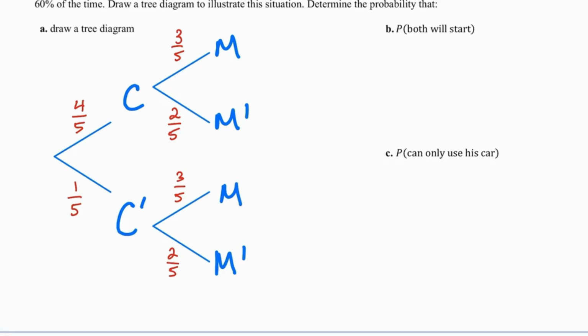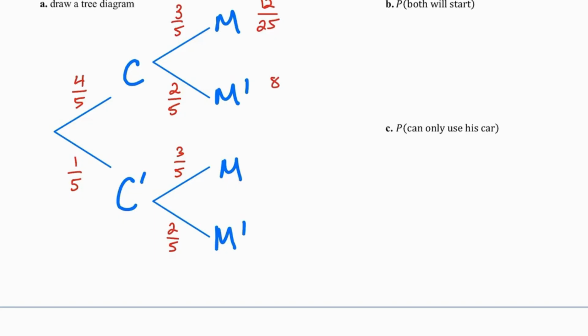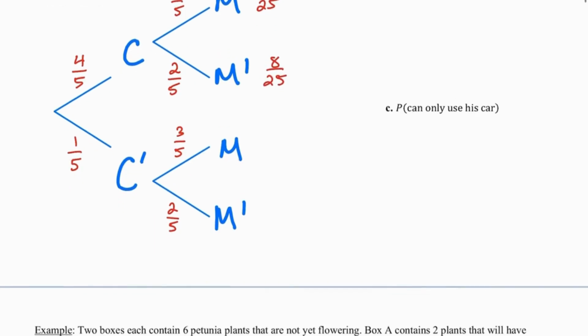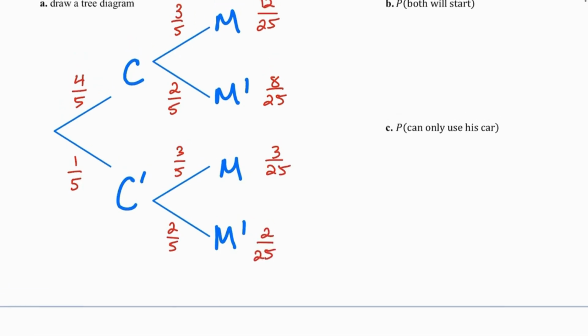So what I'm going to do is for each scenario here, figure out the probability of it happening. If I multiply 4/5 and 3/5, you get 12/25. If you multiply 4/5 and 2/5, you end up getting 8/25. If you multiply 1/5 and 3/5, you get 3/25. And then 1/5 times 2/5 is 2/25. Now, these are only the 4 scenarios that can happen. So if you were to add up all of those probabilities at the end, you end up getting 1, because all the different possibilities that can happen should all add up to 1.